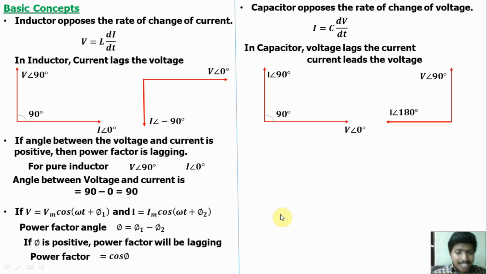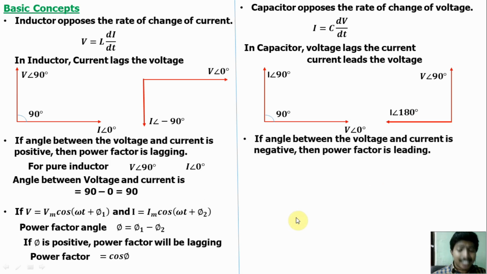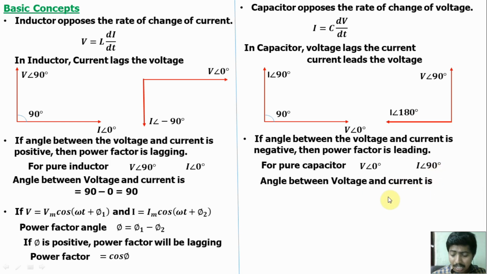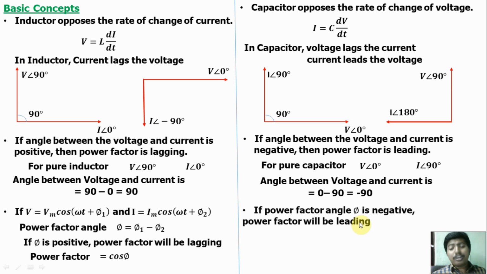The same concept: if the angle between the voltage and current is negative, then the power factor will be leading. For example, let us take a pure capacitor. The phase angle of voltage is the reference, which means the current will lead by 90 degrees. So the angle between the voltage and current is 0 minus 90. Angle of voltage is 0 degrees, angle of current is 90 degrees, so minus 90 degrees. For a pure capacitor, the angle between the voltage and current is minus 90, negative. It means leading power factor. If power factor angle phi is negative, the power factor is leading. If power factor angle phi is positive, the power factor will be lagging.